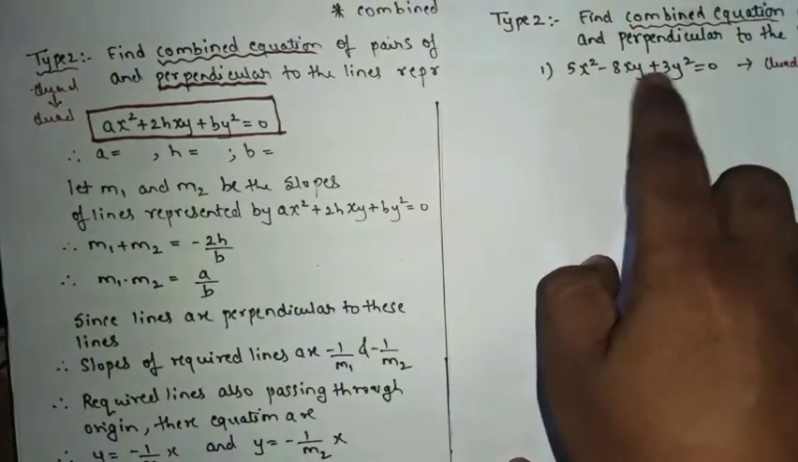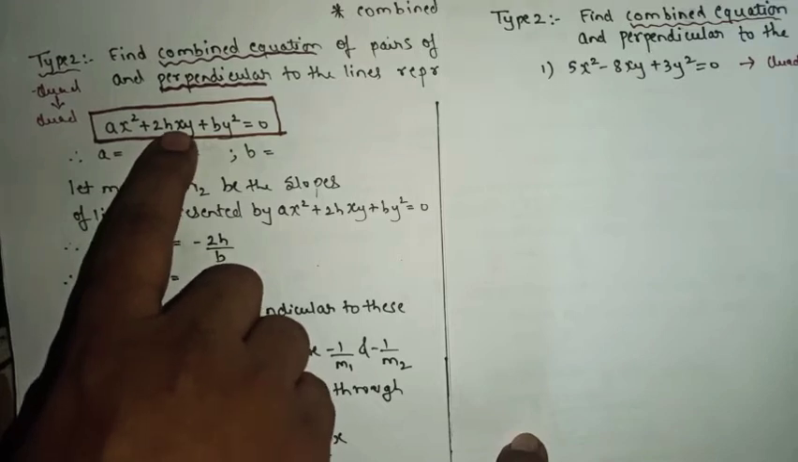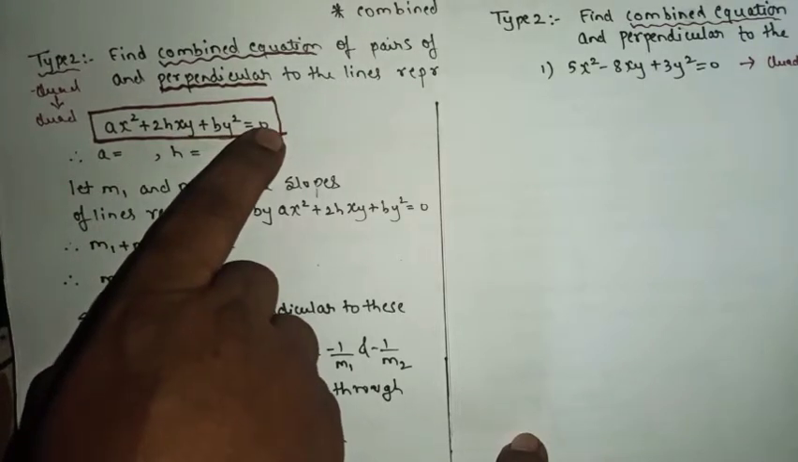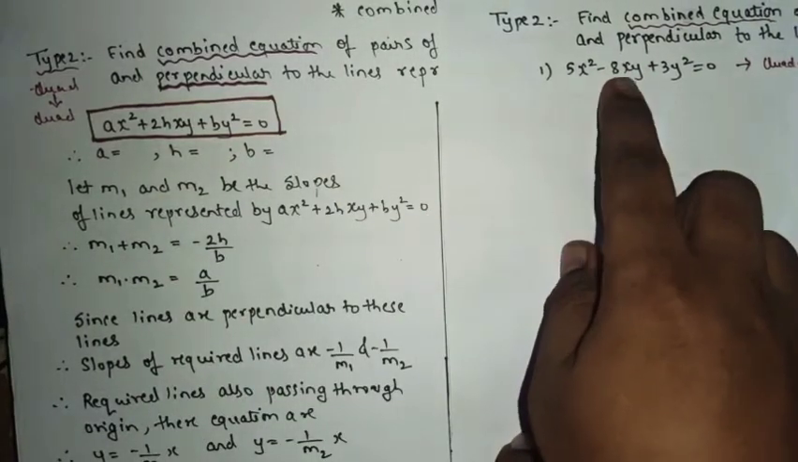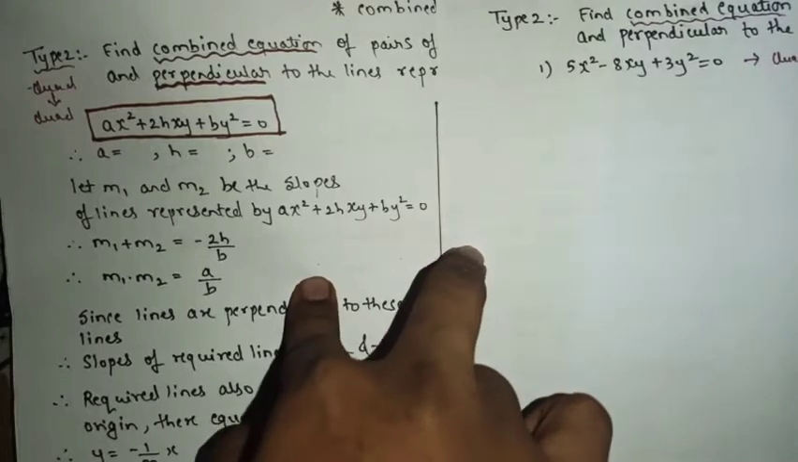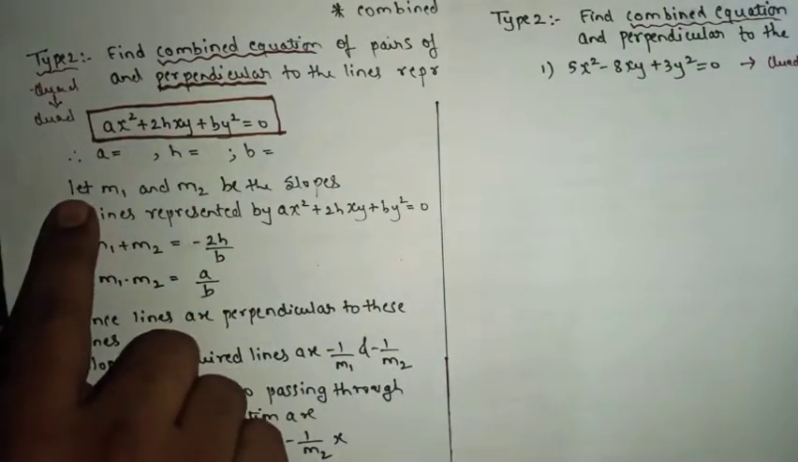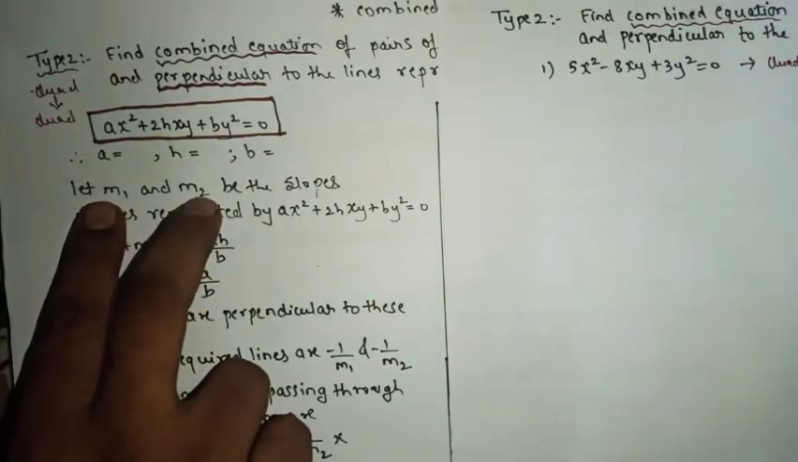So you will compare this quadratic equation with ax square plus 2hxy plus by square equal to 0, where you will get the value of a, h and b. After that, what exactly will you do? You will take two slopes which are unknown for us, and we don't know the lines.